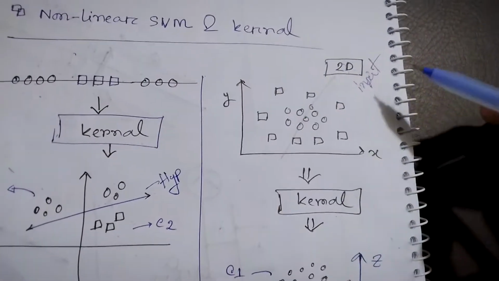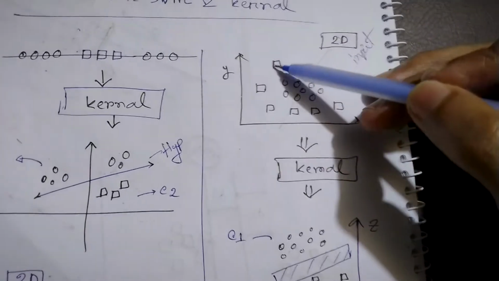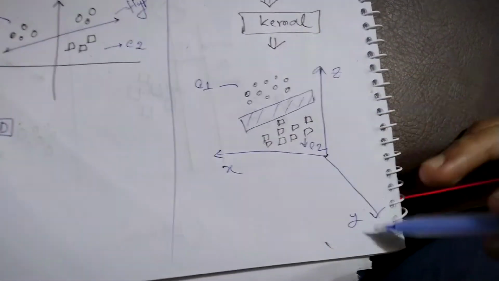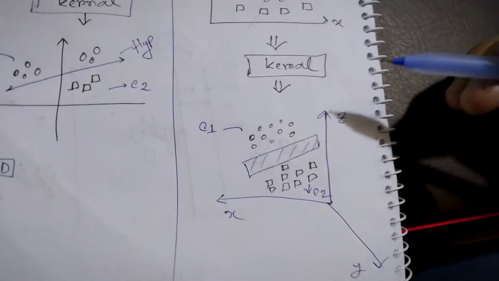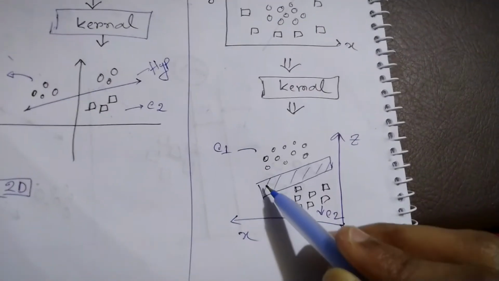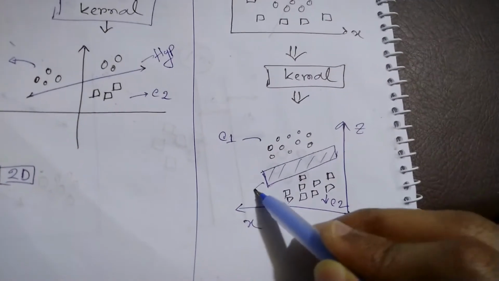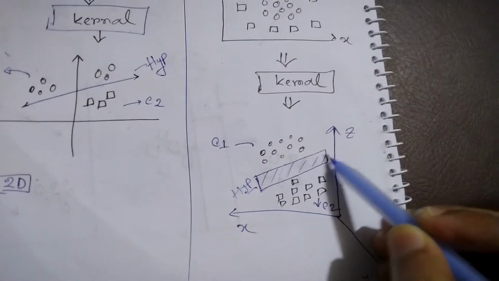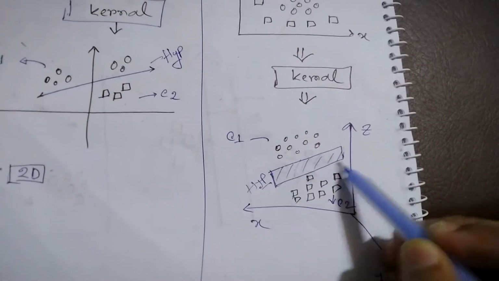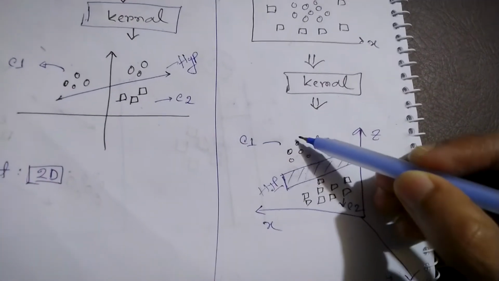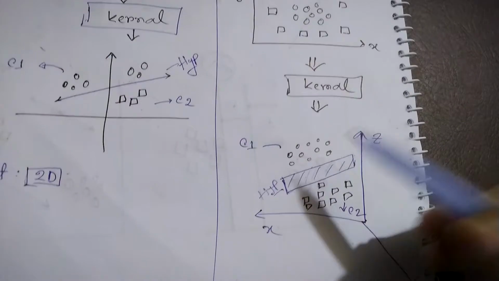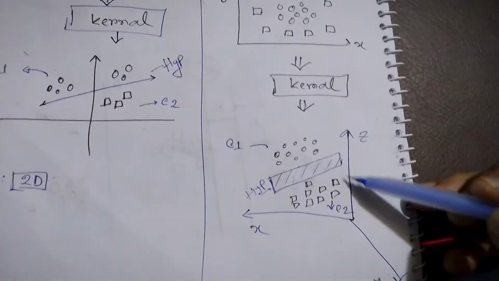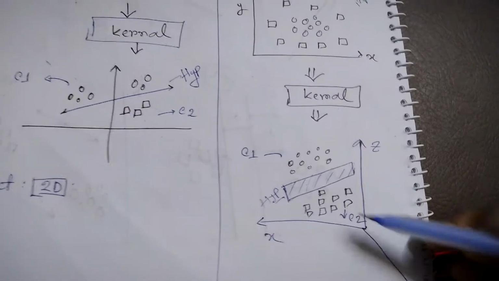This is 2D input. We have x and y, so that's why it is a 2D input, and the kernel changes it to x, y and z, a 3D axis. In 3D we can identify our hyperplane. This hyperplane is actually like a 2D plate. In the upper place we have the circular class, and in the lower place we have the rectangle class.